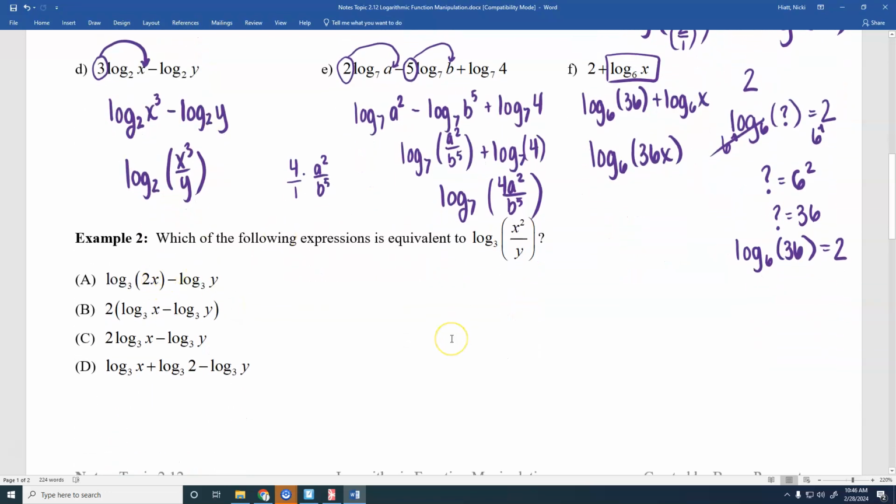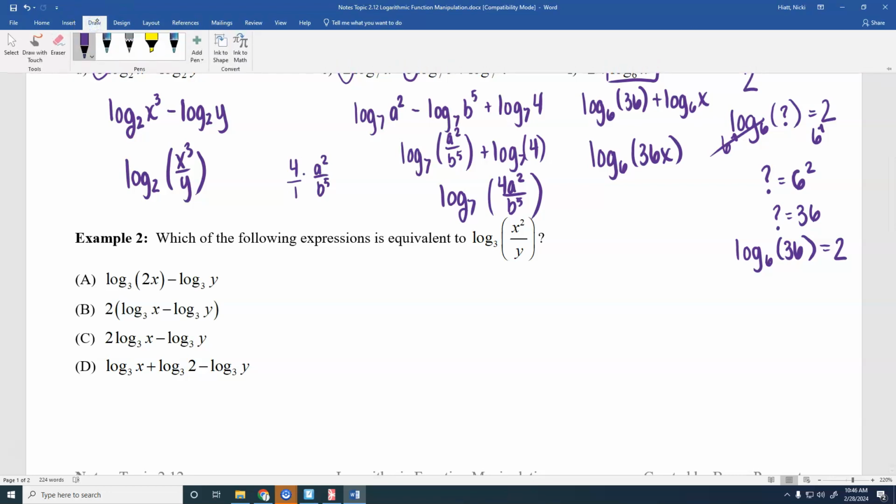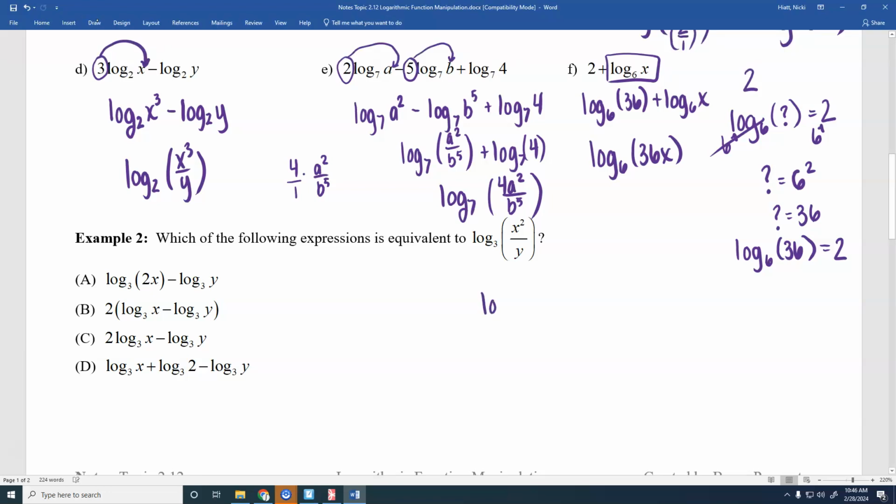Alright, so the other thing that you might be asked to do is break it back apart. If I have log base 3 of x squared over y, and I want to break that apart, I would start with subtraction because I've got a division here. So I would do log base 3 of x squared minus log base 3 of y. But is that an answer choice? It is not. So they want me to do something else. What else can be done here? That 2 can go to the outside. We'll have 2 log base 3 of x minus log base 3 of y. Which one's my correct answer choice? C. That 2 doesn't go with both of them, just with the first one.